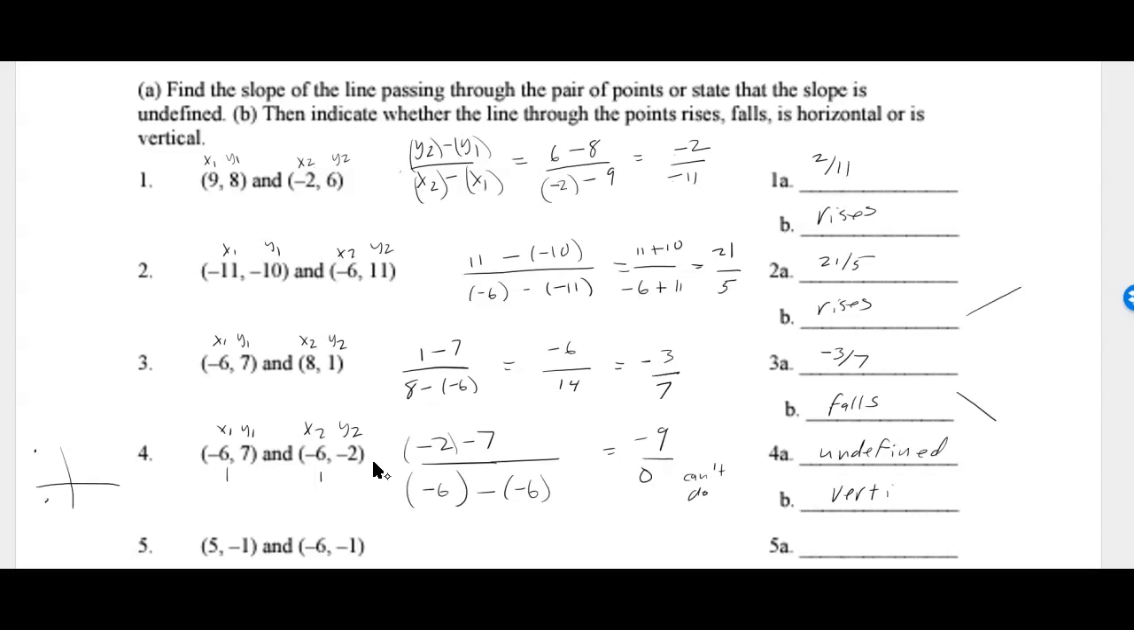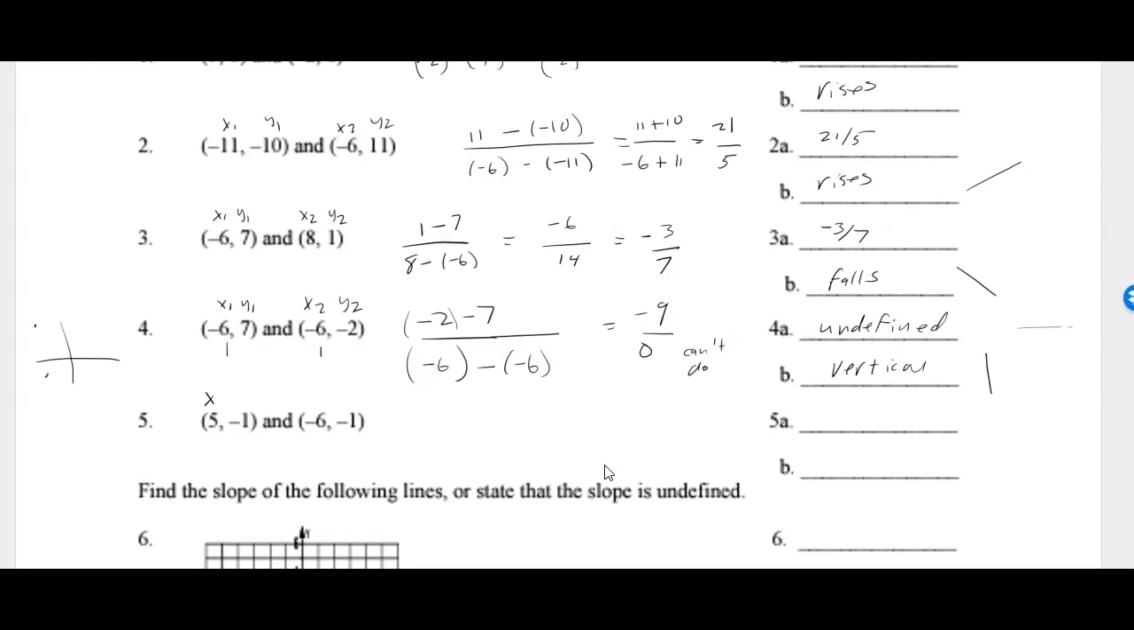And if you're not sure whether the line is vertical like that or horizontal, which goes like that, plot the points. And if the x values stay the same, the points are on top of each other, so it's vertical. Okay, stop the video and try number 5 and come back.